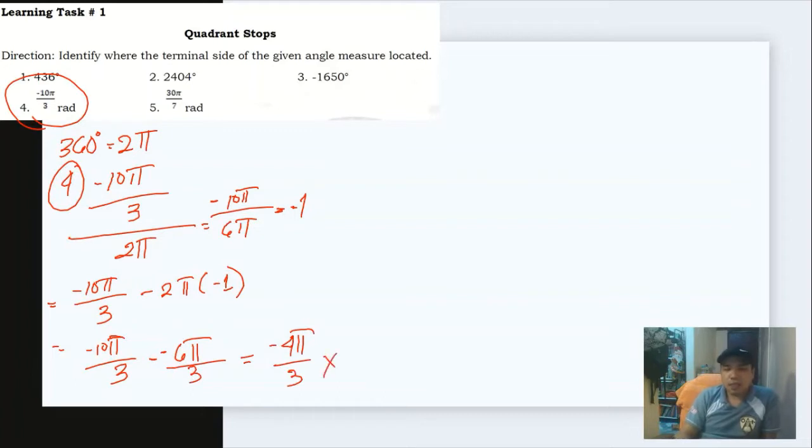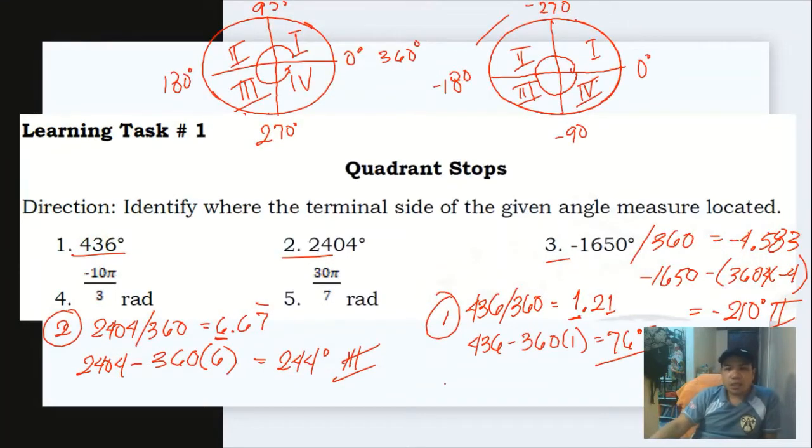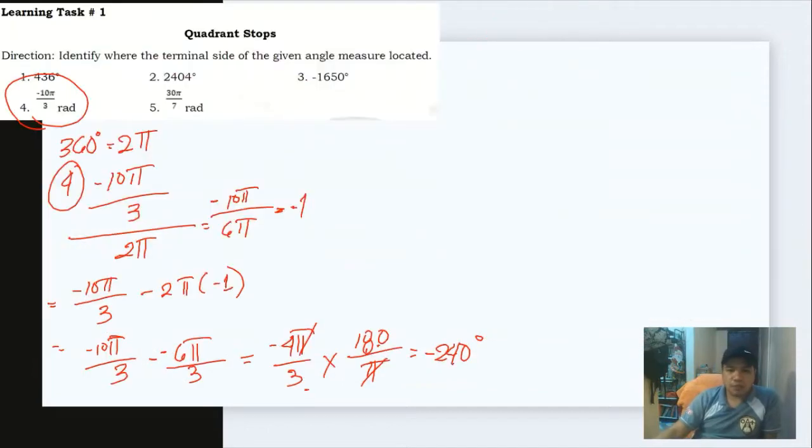Let us also convert it to degrees so we can identify its location. Multiply by 180 over pi. Cancel: 3 into 180 is 60. 60 times negative 4 is negative 240 degrees. And negative 240 degrees is here, in the second quadrant.